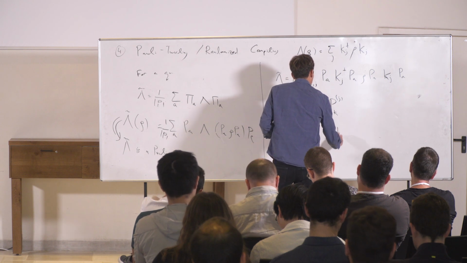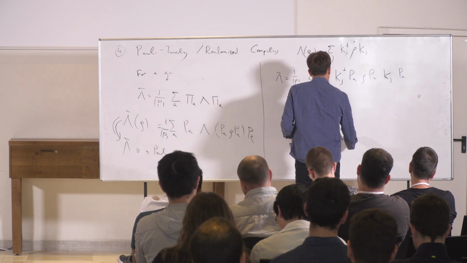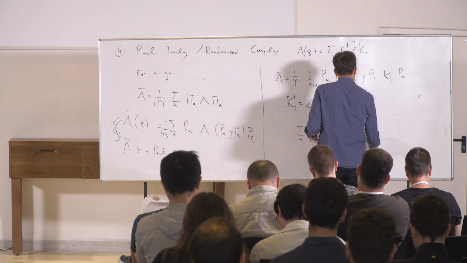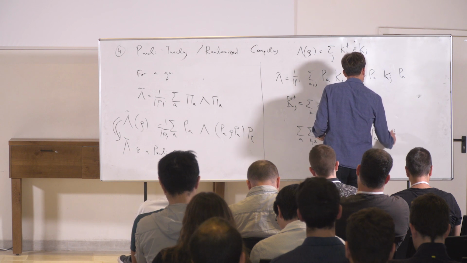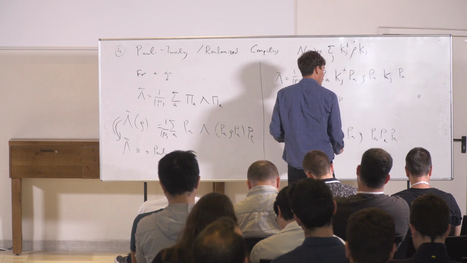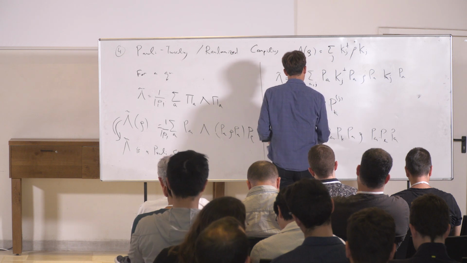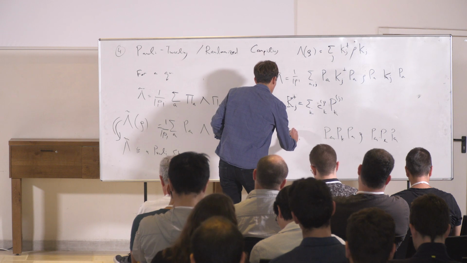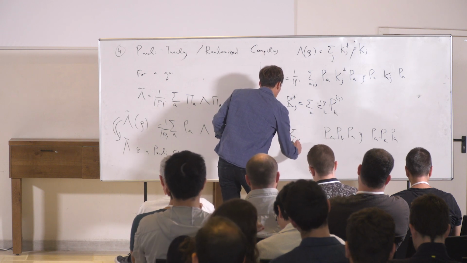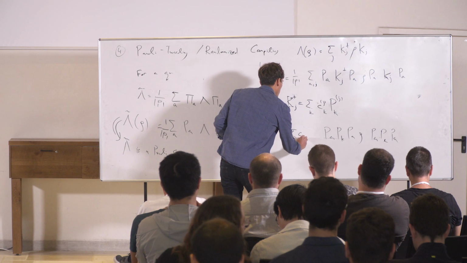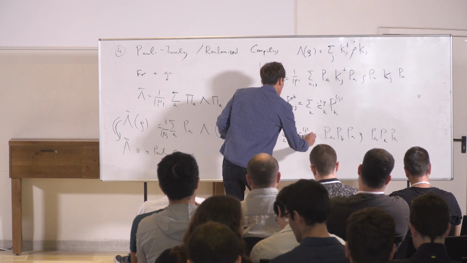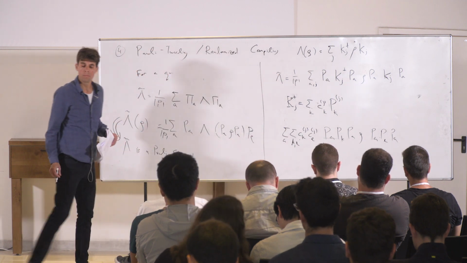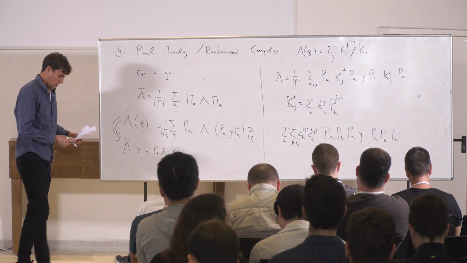PA, PK, PA, rho, PA, PL, PA. And then I have coefficients, which are A, J, K, L, and I have these coefficients C, K, J, and C, L, J. Okay?